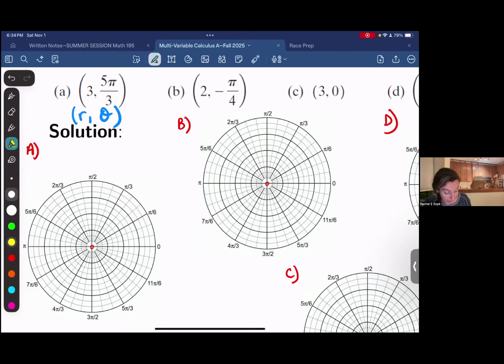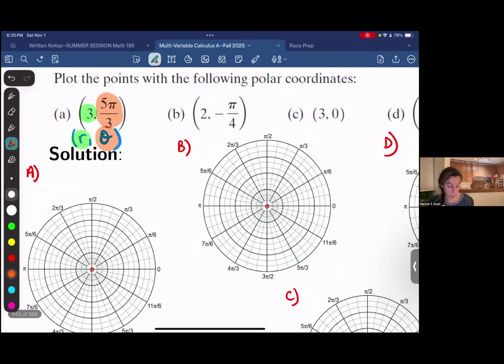So it's very clear that our r is 3 and our theta is 5 pi over 3, which if you wanted to convert that to degrees, that would be 300 degrees, because we know 6 pi over 3 is the same as 2 pi, which is 360, and pi over 3 is 60, so 360 minus 60 is just 300.